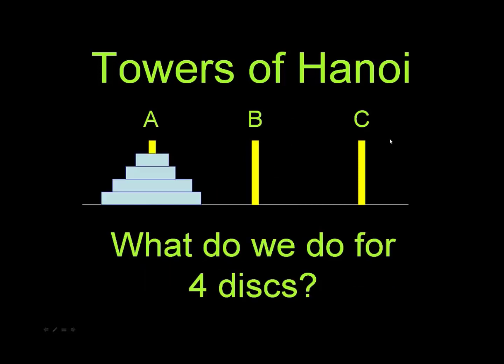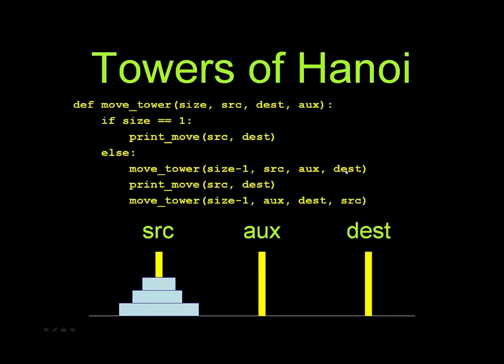So now, what do you do with 4 disks? We simply move the top 3 disks from A to B, and then we move the big disk from A to C, and then move the 3 disks from B to C again. So let's take a look. This is the code to solve it. Now, this is how it goes.